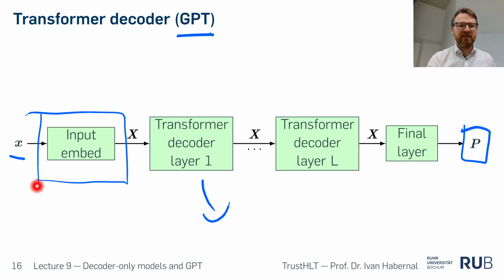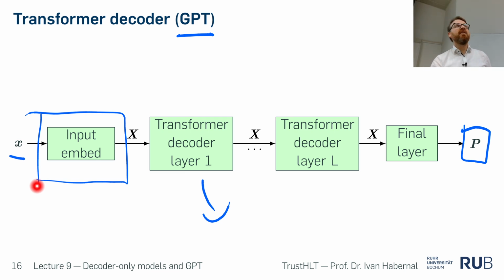Do we mask in every transformer decoder layer? Yes. Every transformer layer, because if you don't mask, what are you doing? You're looking into the future, because the second transformer decoder layer is applied on the output of the first.